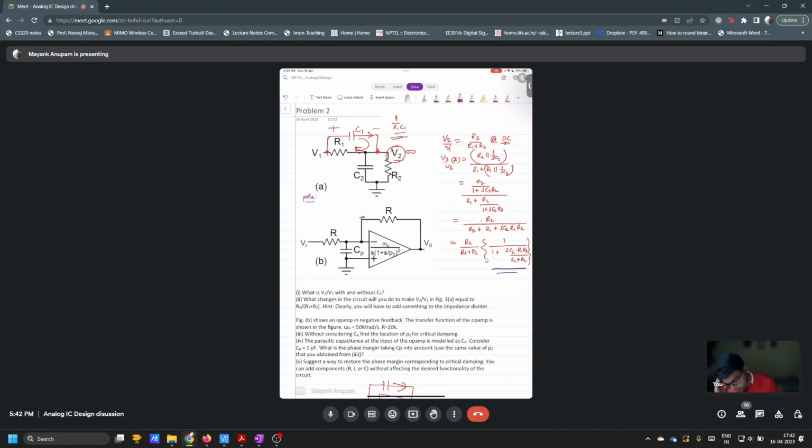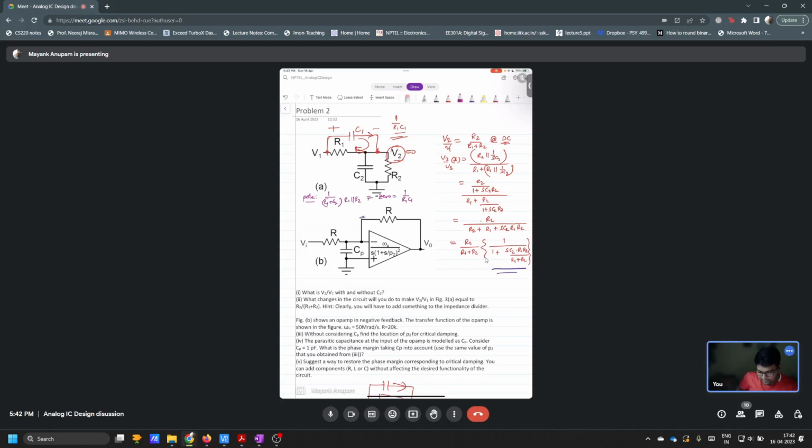So 1 by C1 plus C2 into R1 by parallel R2. Correct. And what is the zero? The zero is 1 over R1 C1. Correct. And they have to be equal to each other, right? Yes, sir. And when you ensure that, then you will be able to restore the frequency independence.